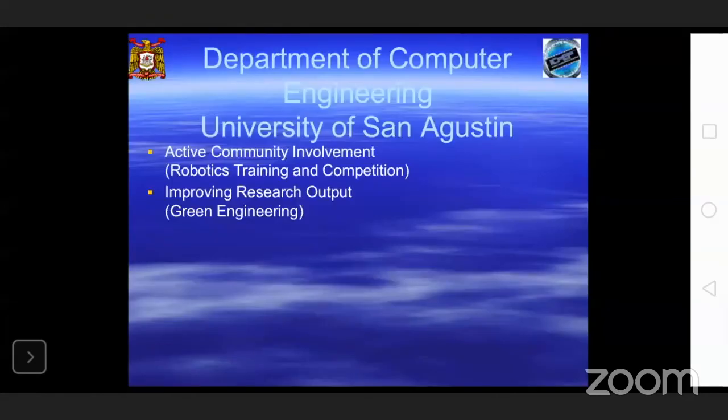We also have active community involvement. The department is facilitating robotics training and competition. The students of computer engineering are training senior high school students and facilitating the competition as an output of this training. The research agenda of computer engineering is green engineering.